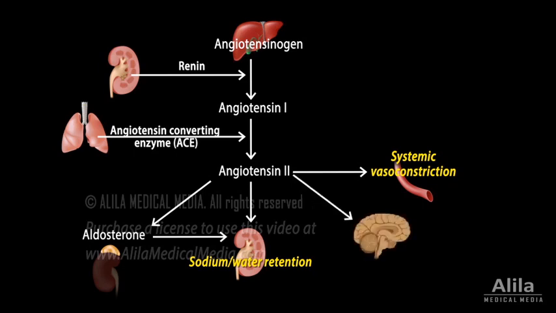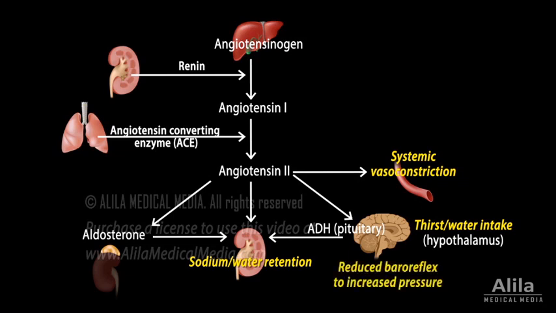In the central nervous system, angiotensin II has several effects. It acts on the hypothalamus to stimulate thirst and encourage water intake. It induces the posterior pituitary to release antidiuretic hormone, which promotes water retention by the kidneys. It reduces the sensitivity of baroreceptor response to increased blood pressure, so that this response would not counteract the effect of RAS. All these actions lead to an increase in blood volume and blood pressure.